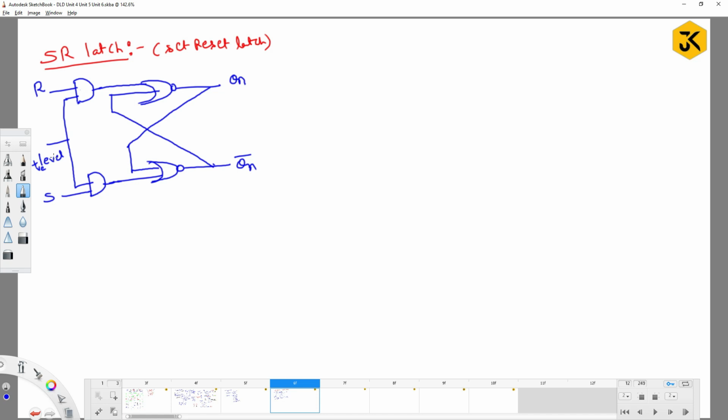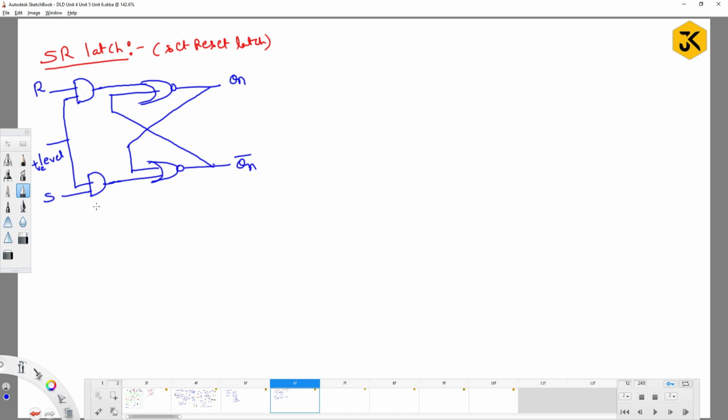If I pass a single positive level clock signal, I can call it an SR latch. In place of this positive level signal, if I pass some kind of edge triggering, it will act as an SR flip flop. So you have to make sure you understood, right?